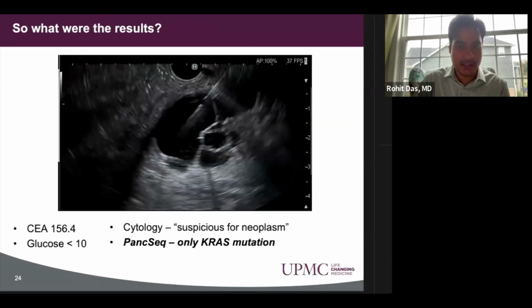So what were the results for my patient? Her cyst fluid analysis showed a CEA of 156, which was slightly elevated. Her glucose was undetectable. And so remember, an undetectable glucose level is very predictive of a mucinous cyst. Her cytology was suspicious for neoplasm, which is a very nonspecific terminology, which again is most consistent with a mucinous cyst. And then most importantly, her Pancreas-Seq only showed a KRAS mutation, which is diagnostic for a mucinous cyst, but it did not show any high-risk genes. So she's now on a surveillance protocol with MRI every 6 to 12 months.